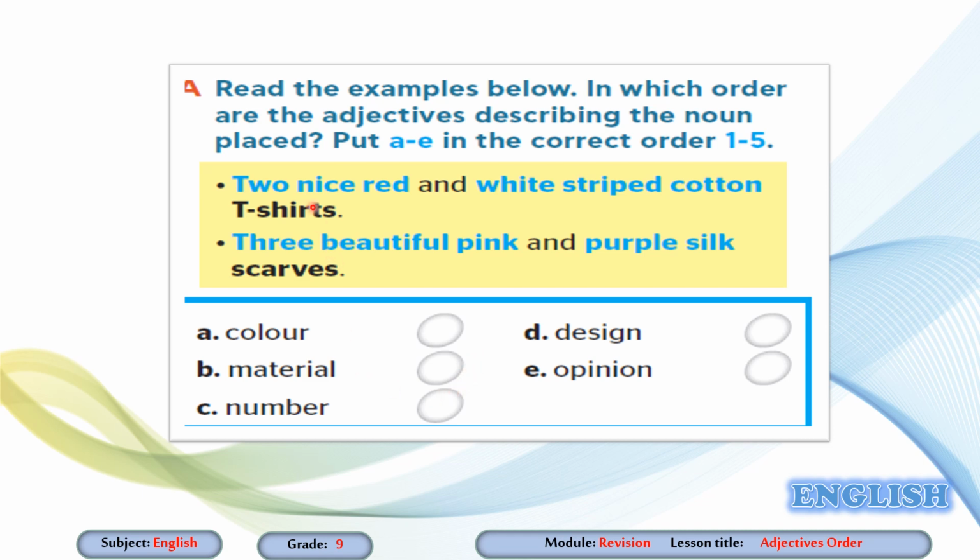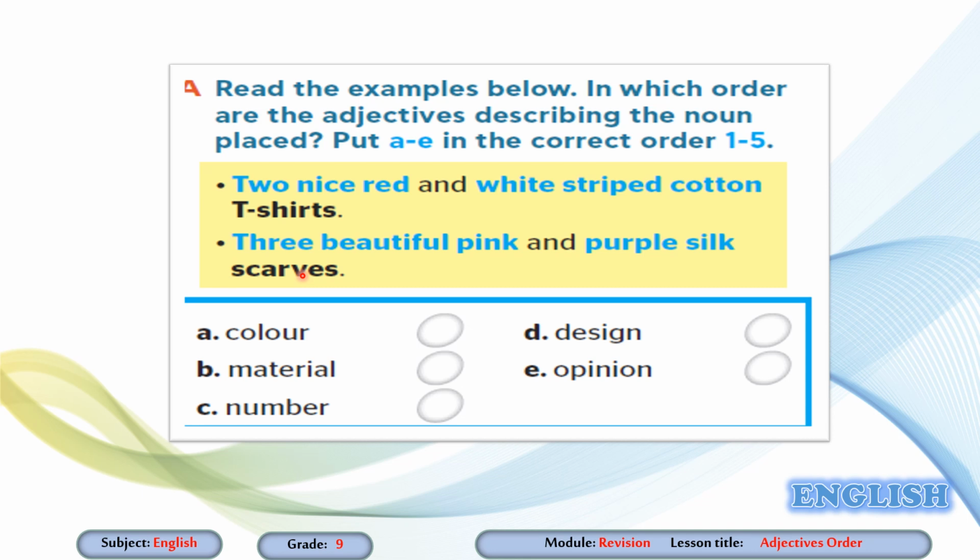First, let's read these two sentences. Two nice red and white striped cotton t-shirts. The second example, three beautiful pink and purple silk scarves. Now, I want you to think and do the task. Take your time.